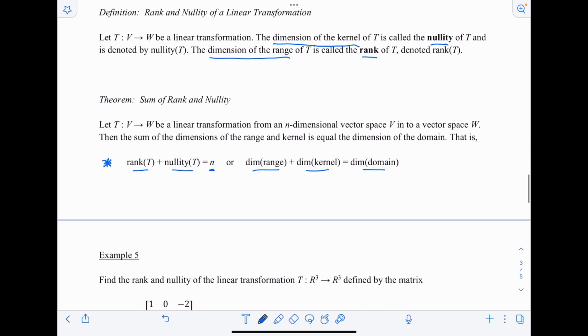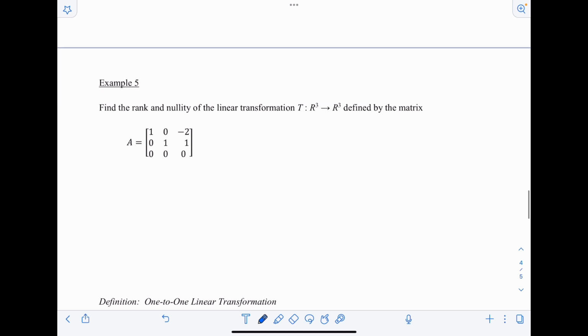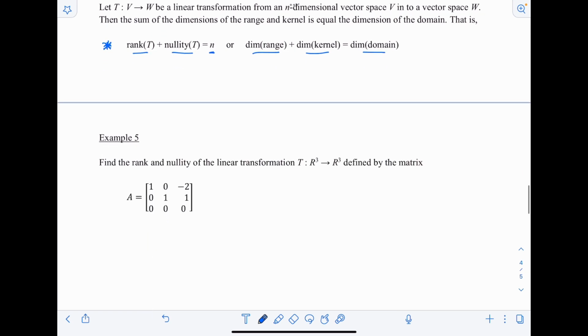Okay? All right, so let's do an example and talk about that. In this case, we've got: find the rank and nullity of the linear transformation R3 to R3 defined by the matrix. Notice that this is already in reduced row echelon form. So all we're looking for is the rank. Rank is the dimension of the range, the number of rows with leading ones. So in this case, we've got a row here with a leading one, and a row here with a leading one. So our rank is 2.